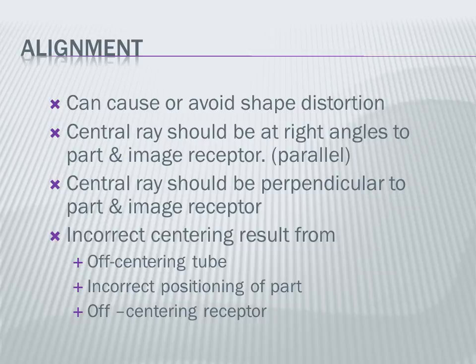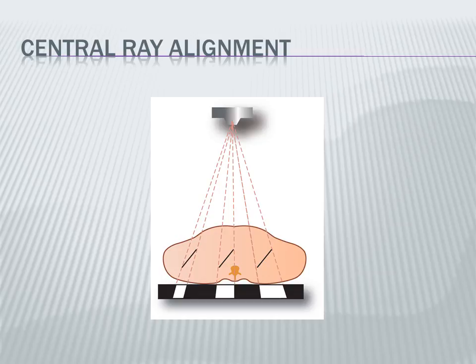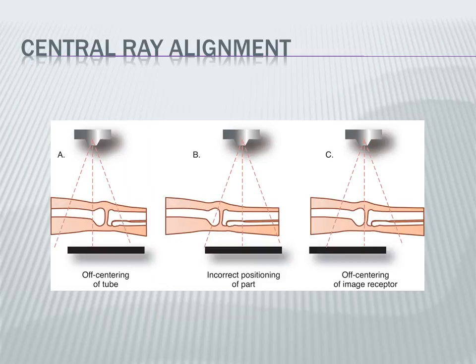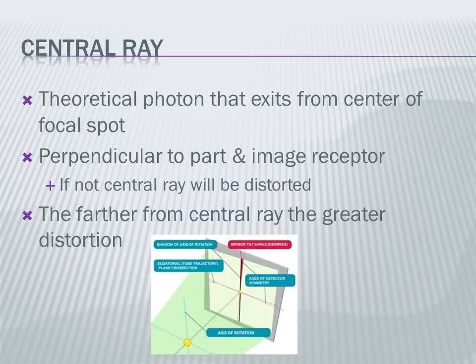Central ray should be at right angles to the part and image receptor, so they should be parallel. Central ray should be perpendicular to the part and image receptor. Sometimes you must get creative to actually obtain the images that you desire. Incorrect centering results from off-centering the tube, incorrect positioning of the part, or off-centering the receptor. Central alignment: this is just showing you shape distortion due to the angle between the object and the beam. This is an example of incorrect centering and how it'll affect your image.